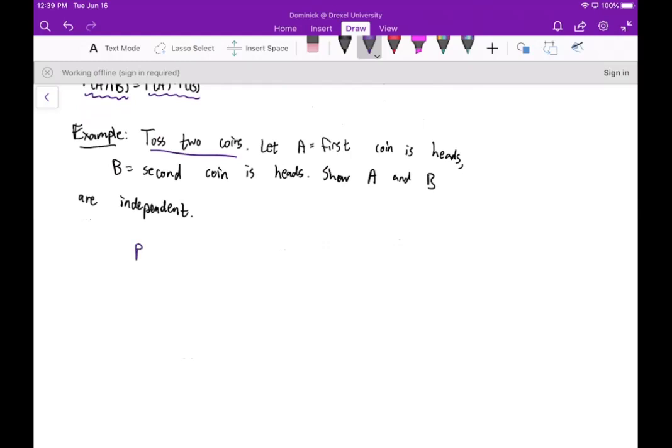So to show that they're independent, we want to show that the probability of A intersect B is the probability of A times the probability of B. Well, A intersect B is that we get heads, heads, right? Because the first coin is heads and the second coin is heads. So the probability of A intersect B, of course, is 1 over 4.